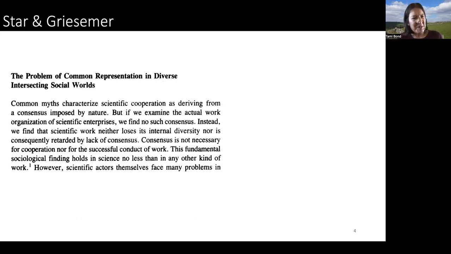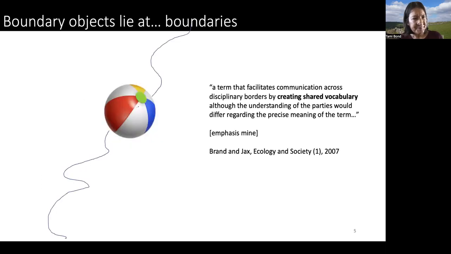They further observed that consensus is not necessary for cooperation or for the successful conduct of work. So a lot of times people work together and they don't actually agree on what they're working on. They defined a boundary object as something that lies at, guess what, a boundary. And that boundary could be between practitioners and scientists. It could be between two different disciplines. Anytime there are two or more communities that see things in different ways and use things in different ways, but are using essentially the same thing.